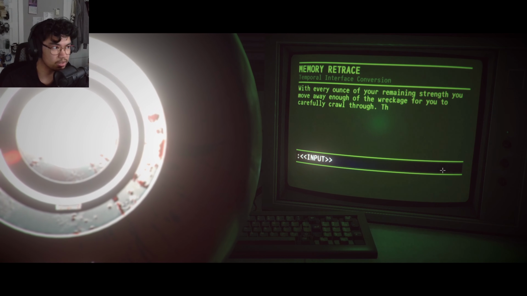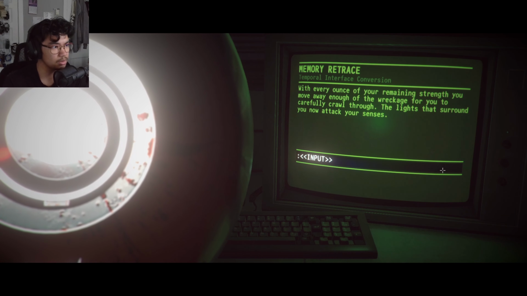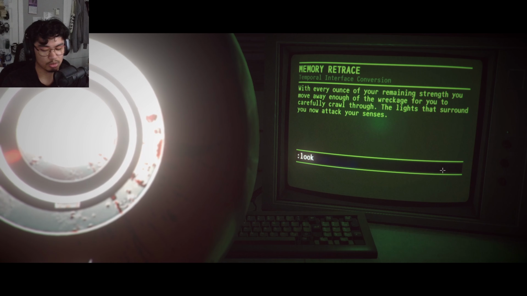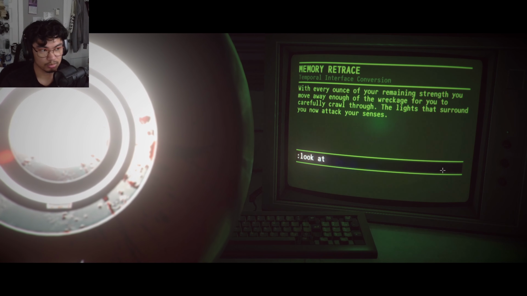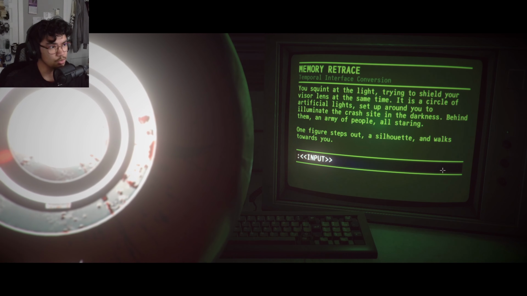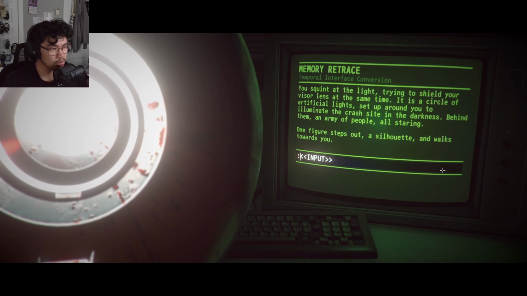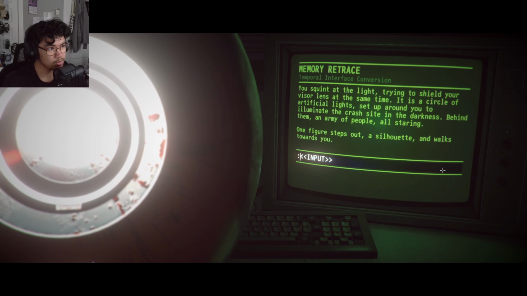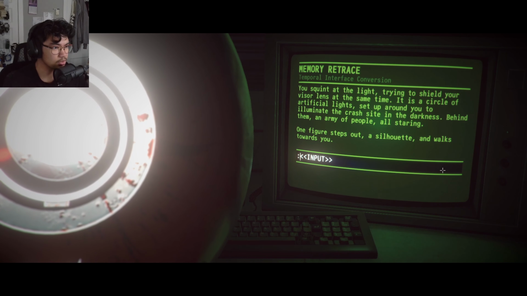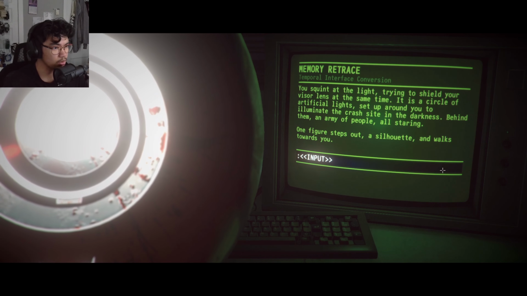With every ounce of your remaining strength, you move away enough of the wreckage for you to carefully crawl through. The lights that surround you now attack your senses. Would it be so awful to say, look at lights? You squint at the light, trying to shield your visor lens at the same time. It is a circle of artificial lights set up around you to illuminate the crash site in the darkness. Behind them, an army of people, all staring. One figure steps out, a silhouette, and walks towards you.